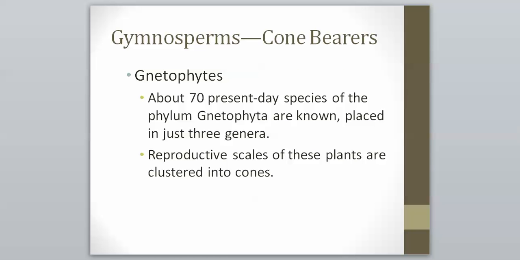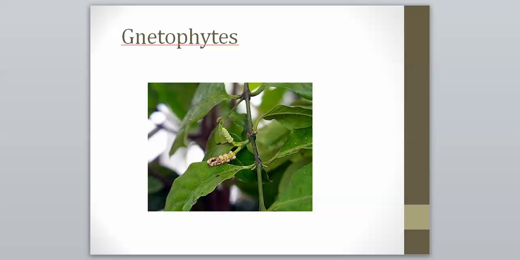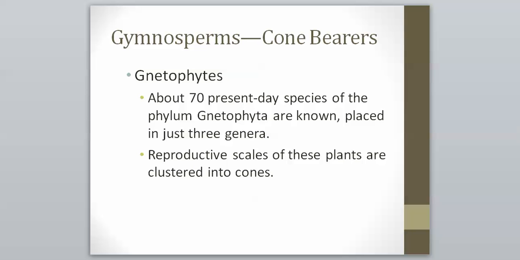The first one we're going to look at is the gnetophytes. About 70 present-day species of the phylum Gnetophyta are known, and they're placed into just three different genera, the plural form of genus. They have reproductive scales that are clustered into cones. These are pretty rare, not that common anymore, and not of too much importance, but just know that it's even hard to find a Google image of what a gnetophyte looks like. That's how uncommon they are, but that is what one might look like. So the first type, just know, is gnetophytes.